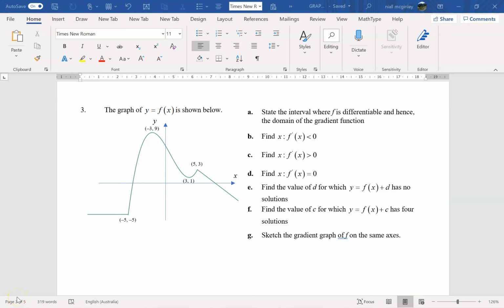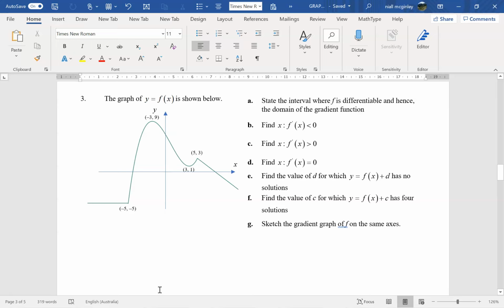So we can follow where this function is differentiable and the domain of the gradient function, which is the same thing. So a function is going to be differentiable when it is smooth and continuous. So we'll check for continuity first. So you can see here that it is a continuous function. There's no breaks in it. If you can trace it from left to right with your pen without lifting your pen off the paper, then it's continuous. But obviously there's no breaks and it's continuous, so that's fine.